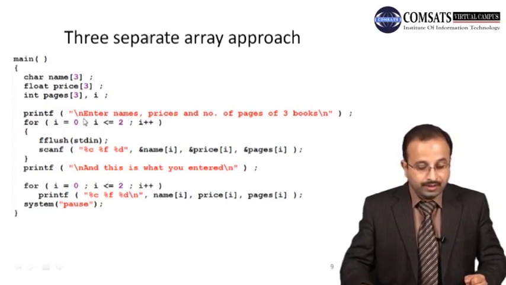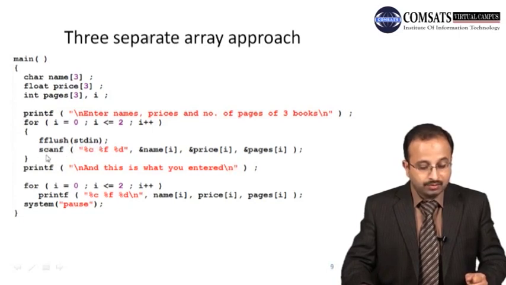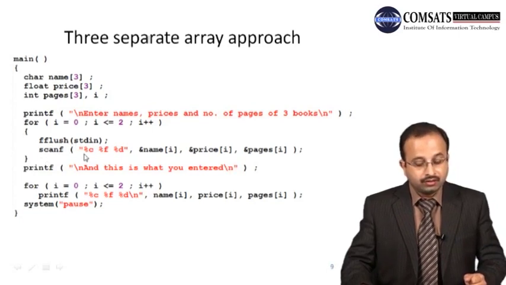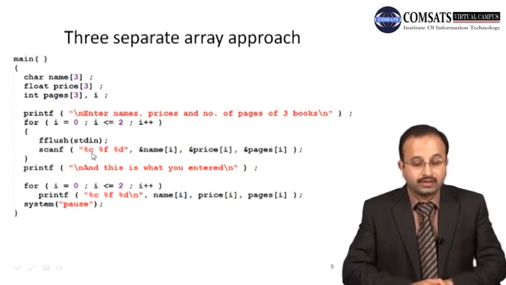सो यू हैव अ printf statement, enter name, price and number of pages of 3 books. Loop, use stdin, fflush stdin. fflush क्यों कर दिया, बिकॉज जब सेकंड टाइम लूप आइट्रेट होगा तो जब सेकंड टाइम scanf एग्जीक्यूट होगा तो ये कैरेक्टर के लिए ऐसा ना हो कि प्रॉम्प्ट ना करे.